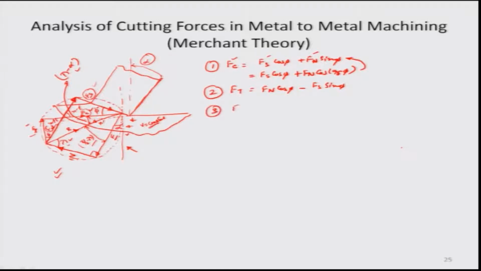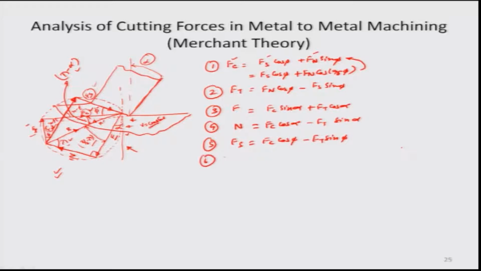We can also calculate the friction force F in terms of Fc sin of alpha plus Ft cos of alpha. We can calculate the normal reaction N as Fc cos of alpha minus Ft sin of alpha. We can calculate Fs as Fc cos of phi minus Ft sin of phi, calculate Fn in terms of Fc sin phi plus Ft cos phi, so on and so forth.